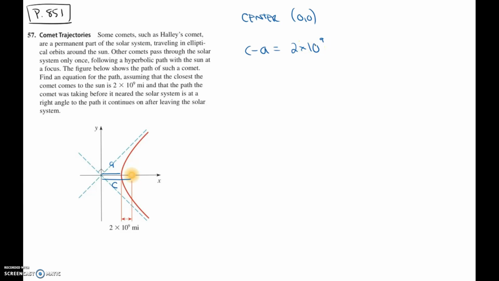Since it's centered at the origin, it's a sideways hyperbola, so the equation is x squared over something minus y squared over something equals 1. I just need to find the two somethings. A is a horizontal distance to the vertex, so that's going to be 2 times 10 to the 9th power squared. I'm sorry, that's not the A value. We don't know the A value or the B value. This is the difference between them.